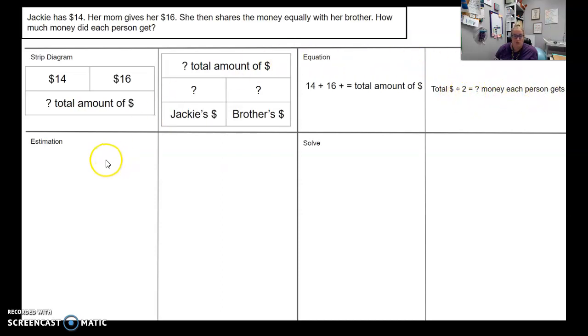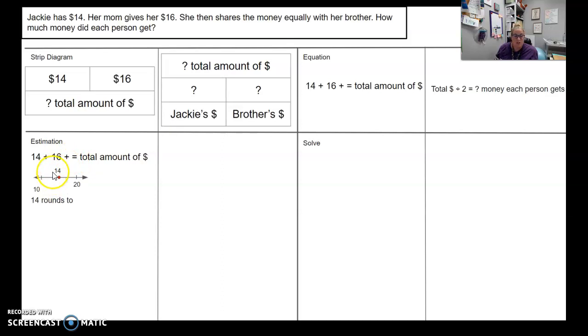Now I can actually look at my estimation. So I'm going to bring down my equation for my first step. 14 plus 16 equals the total amount of money. And I'm going to go ahead and round both of these numbers. So 14 is going to be about here. I have 10 on this side and 20 on this side.